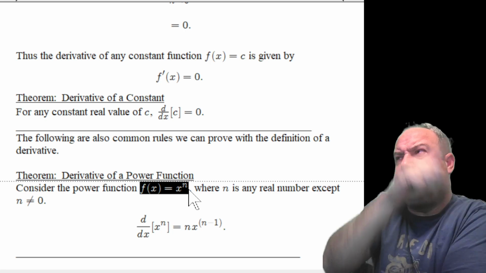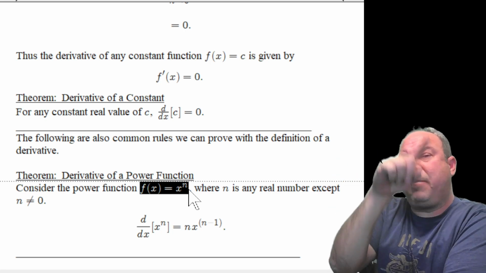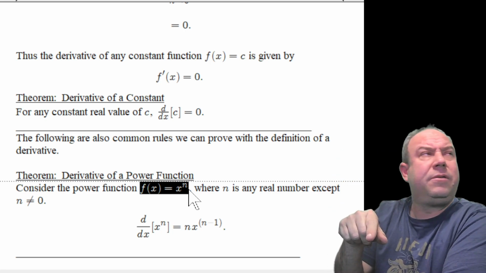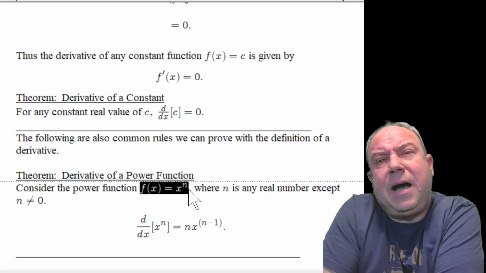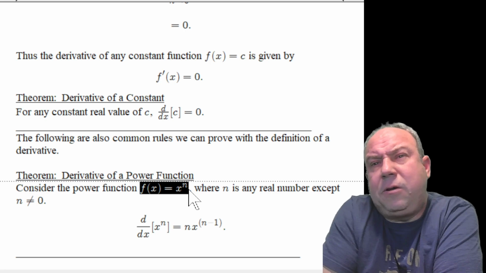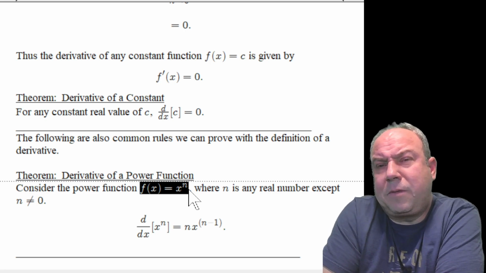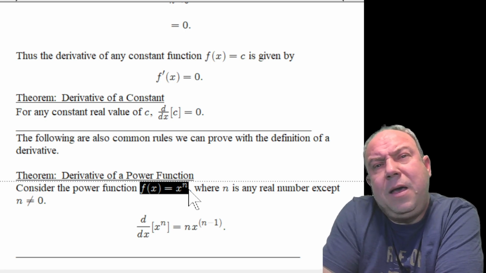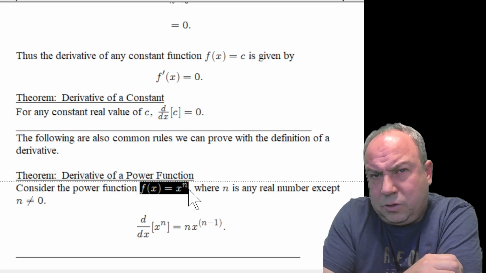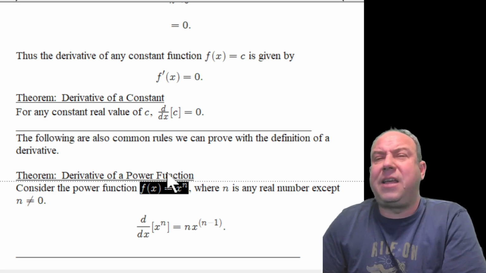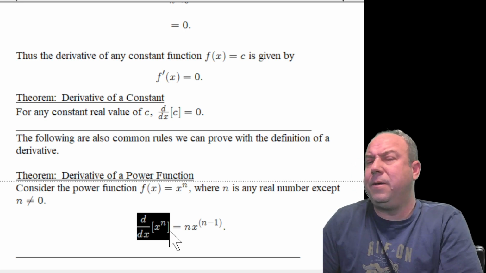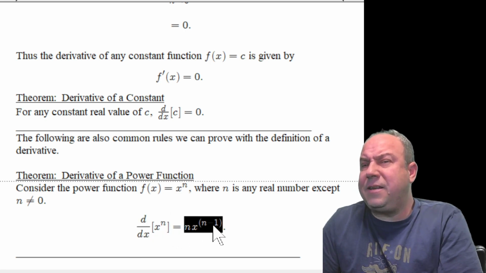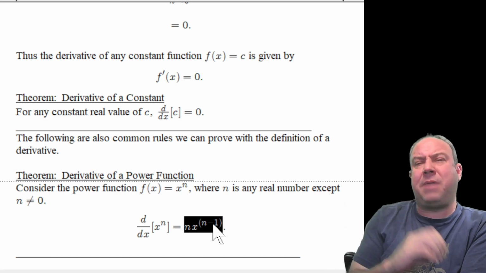We're looking at functions that either look like parabolas that open up or down, or functions that look like the cube function, increasing or decreasing. Right? Now, what the power function rule says for derivatives is that if you take the derivative of x to the nth power, that becomes n times x to the power of n minus 1.